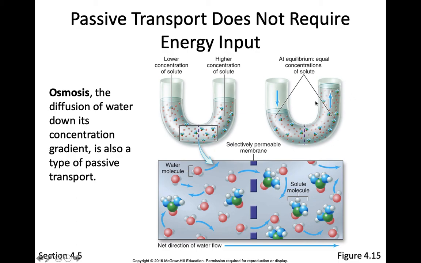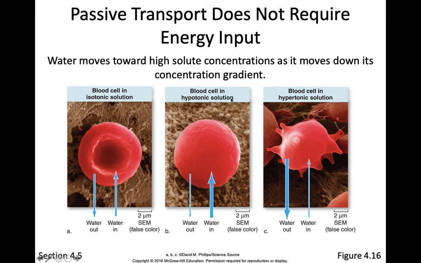Now your cells have this same problem. They cannot control the movement of water in and out of their cells. So if you put cells in different sugary environments and things like that, it can cause some problems. Your blood in itself is what's termed an isotonic solution for the most part. Isotonic means there's an equal concentration of solutes, things that are dissolved in blood, on the inside of the cells as there are on the outside of the cells.